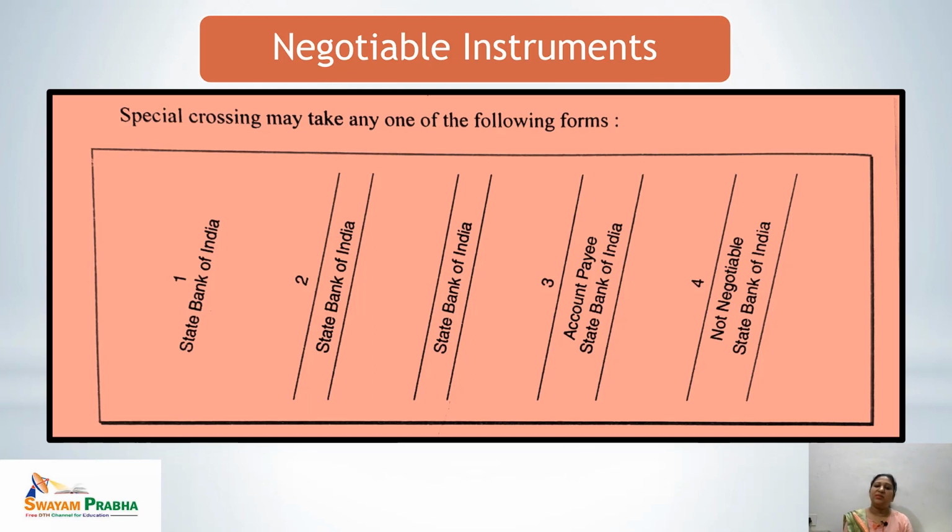The next one is "account payee, State Bank of India". That means here we have mentioned the account payee and we have also mentioned State Bank of India. And in the fourth case, like in the case of general crossing, the words "not negotiable" are used, and with that, the name of the banker is also added, that is State Bank of India. That means in case of special crossing, with or without the two parallel transverse lines, with or without the words "not negotiable", the main essential thing which must be present is the name of the banker.